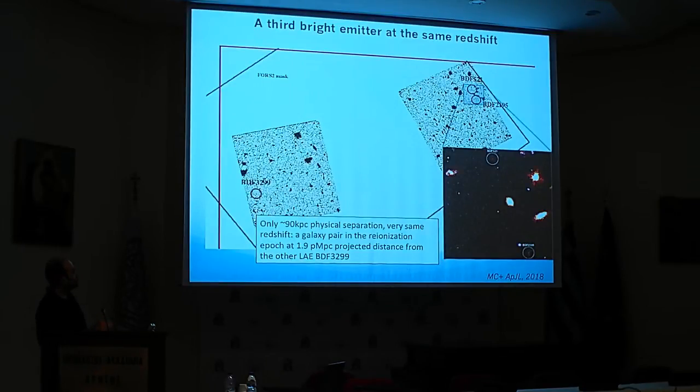The red square is the old VLT data for the very first Lyman-break galaxy selection. These are the HST wideband follow-up of the BDF 3299 and BDF 521 that are the Vanzella 2011 emitters, and this is the new emitter. These are two Lyman alpha emitters at the very same redshift and only 90 kiloparsec distance. The third one is at 2 megaparsec projected distance.